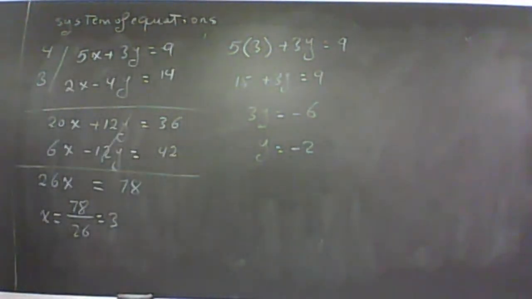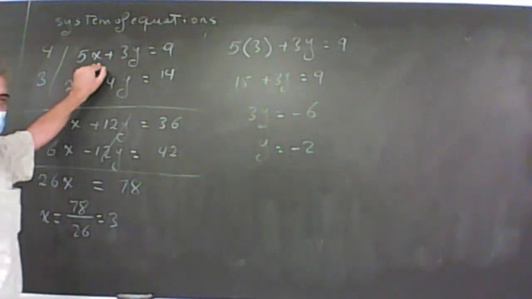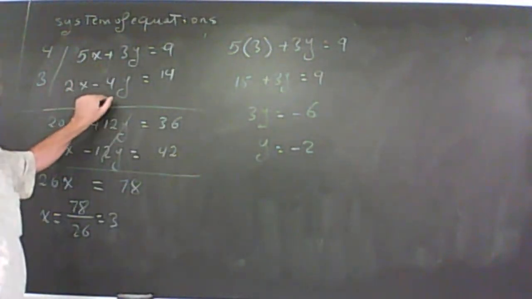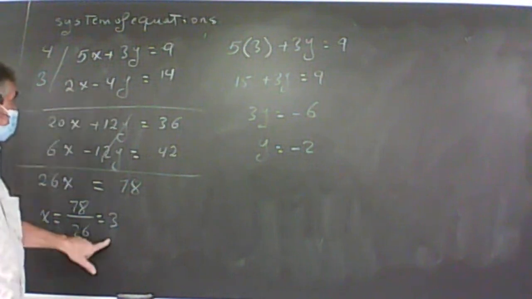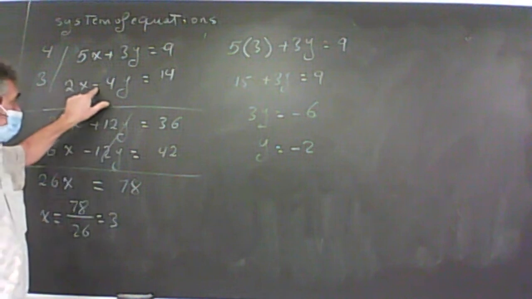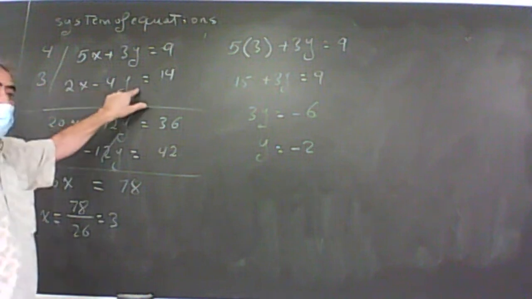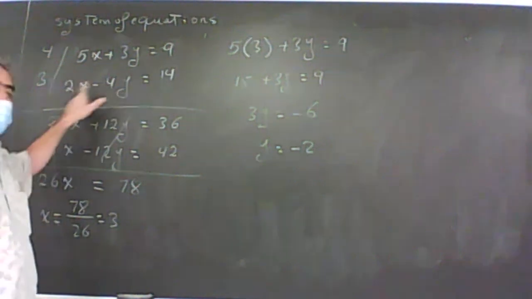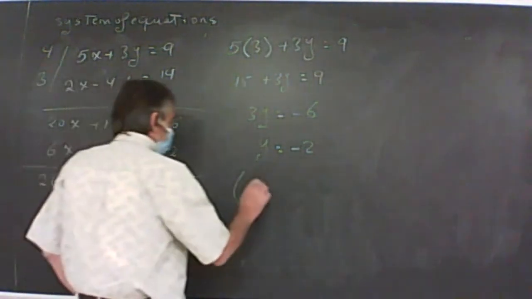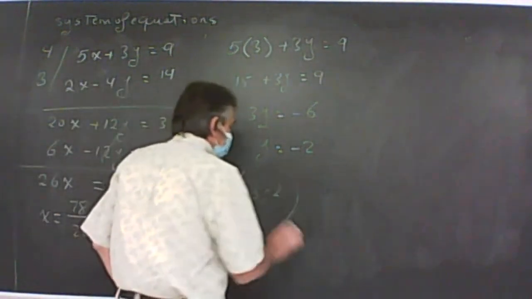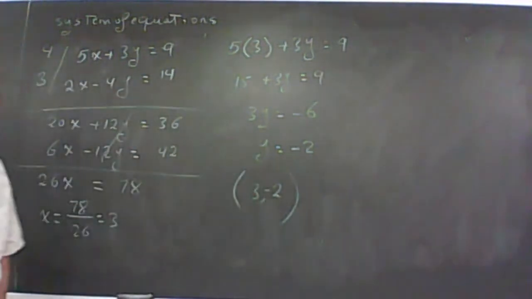Now notice, again, I used this equation to solve for y. I can use this equation to check. So 2 times 3 is 6, minus 4 times a negative 2 is 8. So 6 plus 8 is 14. So the answer is 3, negative 2. Yeah. Any questions?